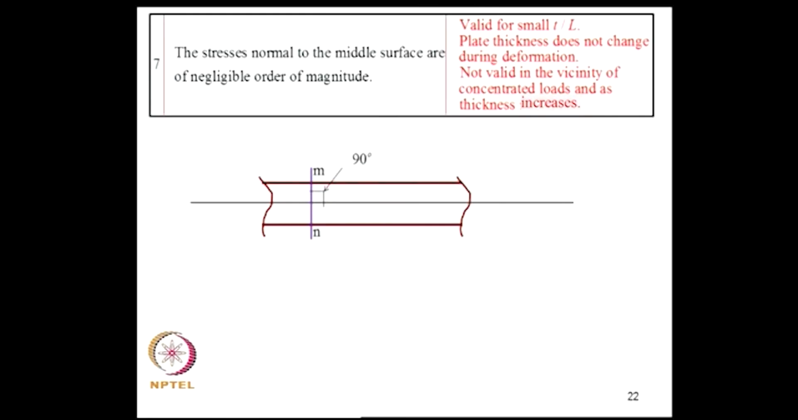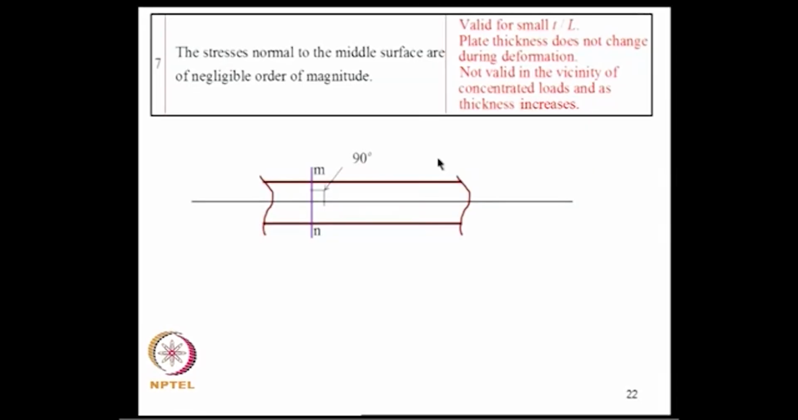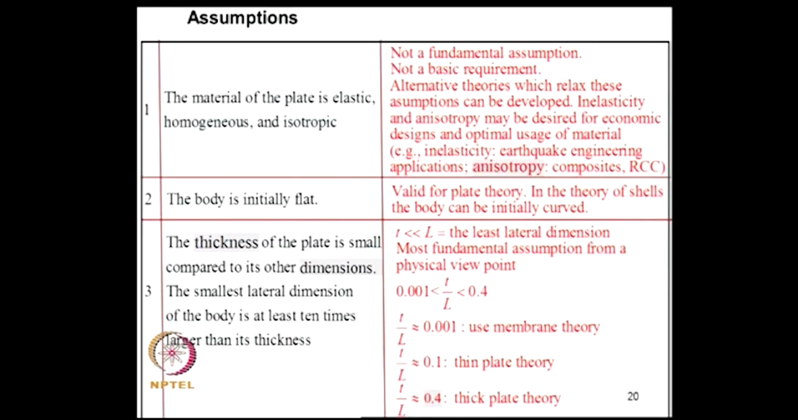We can quickly run through the implications of these assumptions. Many of these assumptions are also made in analysis of beams. So, some of the comments that I am going to make may be valid in that context also. Now, the material of the plate is elastic, homogeneous and isotropic. This is not a fundamental assumption. It is not a basic requirement to develop a plate theory. We can develop alternative theories which relax these assumptions.